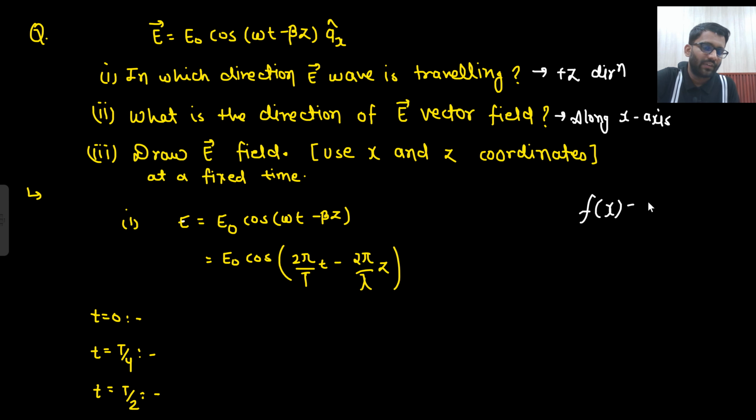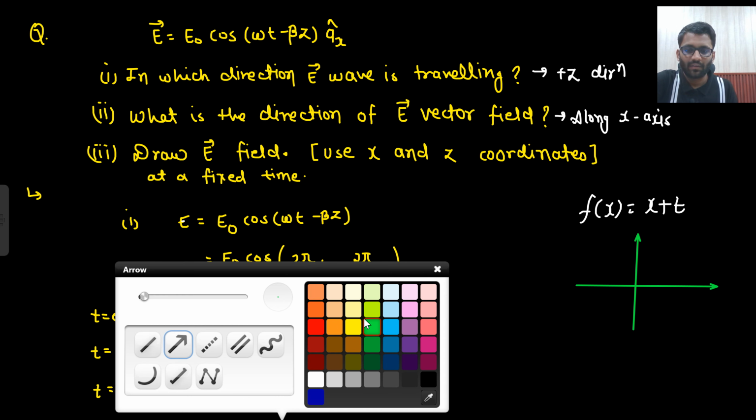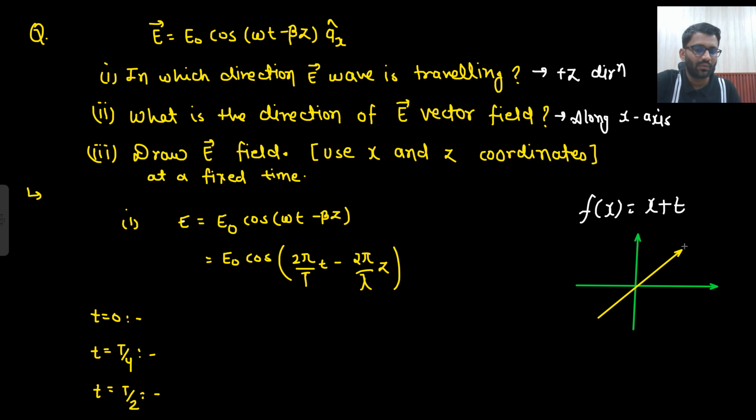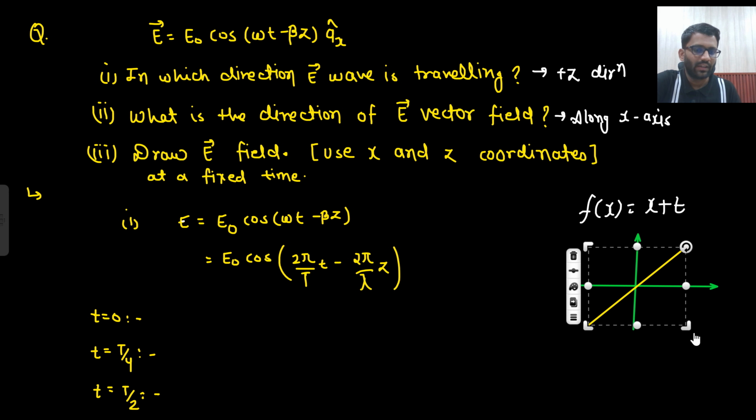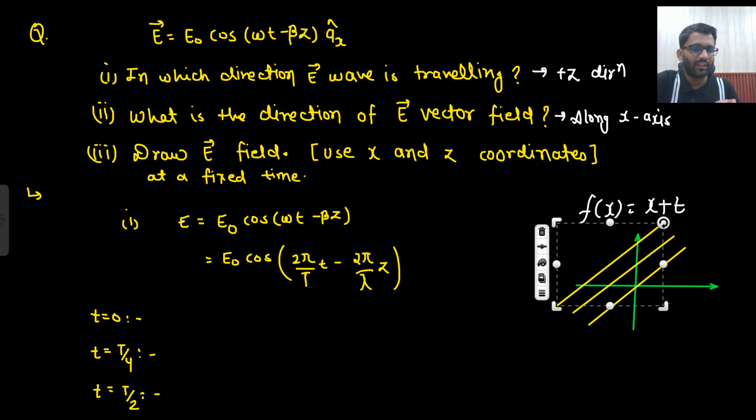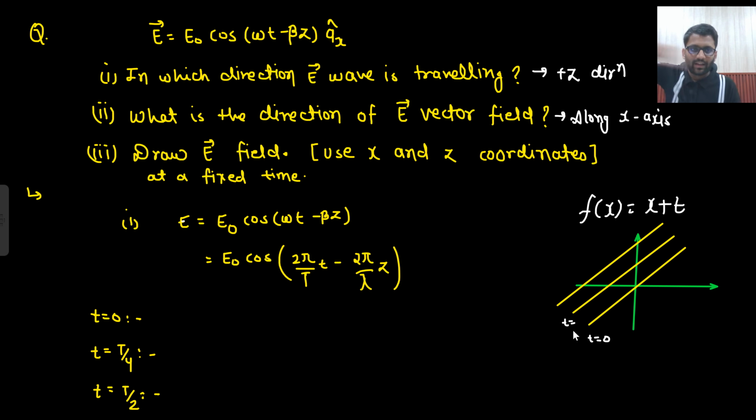We saw this example now, f(x) equals x plus t. What did we do there? We took the different values of t, right? At t equals 0, then at t equals 1, then at t equals 2. So we took the different values of t, and then we got to know that it is traveling in this direction, right?